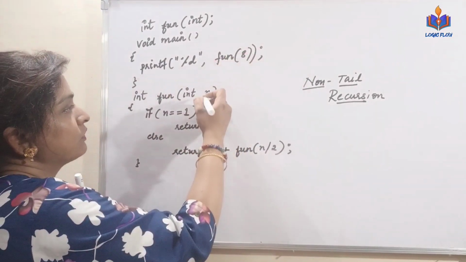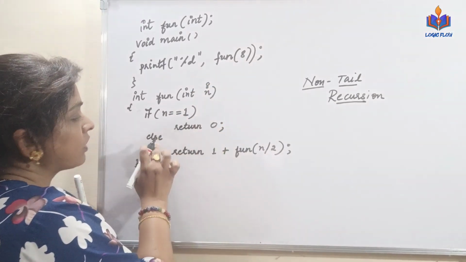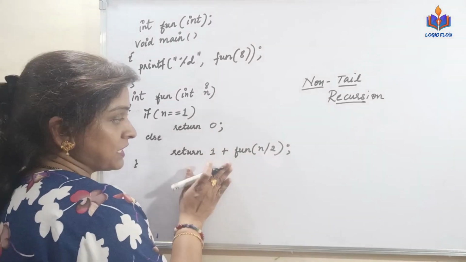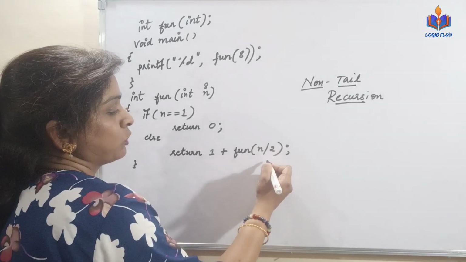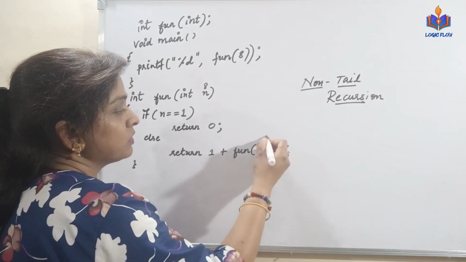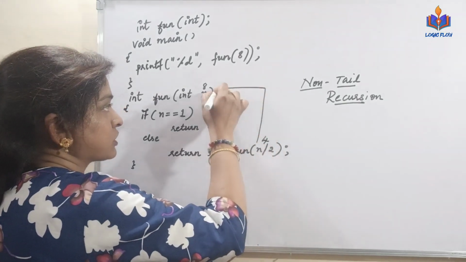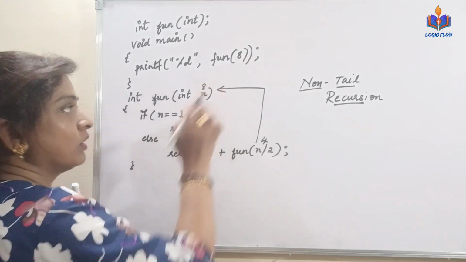So 8 will be placed here. If n equals 1, I will return 0, or else look at here. Computation part is there. Return 1 plus, it is pending. 1 plus is pending. Function of n divided by 2. So it is 8 divided by 2, it is 4. A recursive call once again to the same function. Again it checks. Again pending. Again call. It goes on like this.